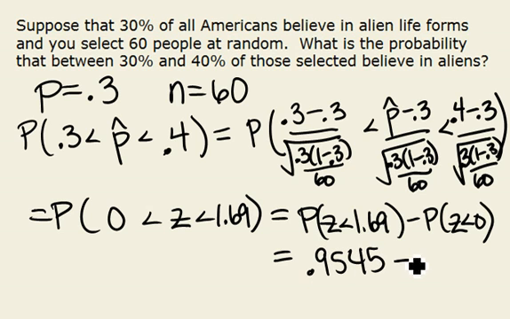The probability of being less than 0 is exactly 0.5, since a normal distribution is symmetric about 0. So we get a total probability of 0.4545.